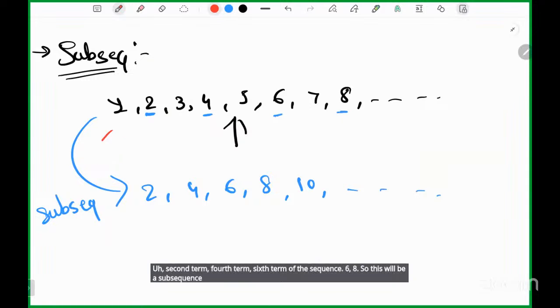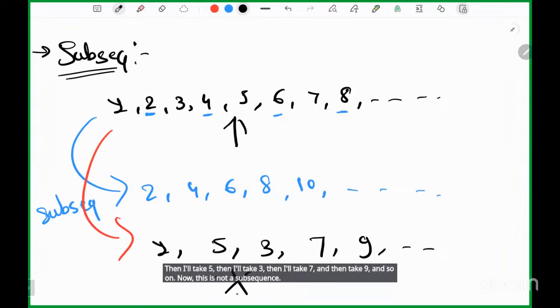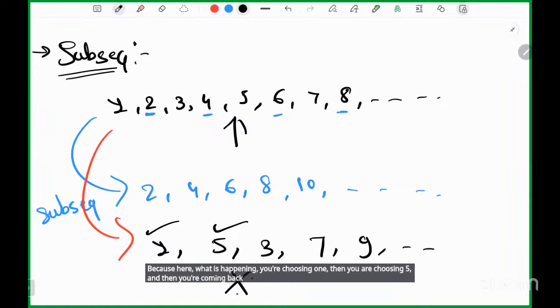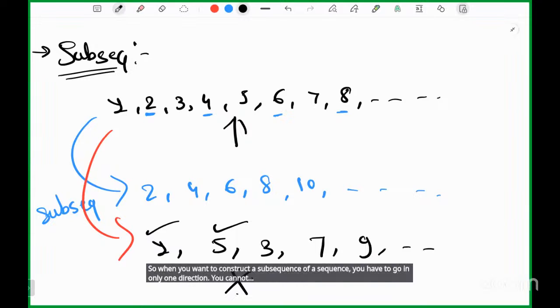But in place of that, if you say okay, I will take 1, then I'll take 5, then I'll take 3, then I'll take 7, and then take 9, and so on. Now this is not a subsequence, because here you are choosing 1, then you are choosing 5, and then you are coming back. This is not allowed in a subsequence. So when you want to construct a subsequence of a sequence, you have to go in only one direction. You cannot choose anything which is a previous term.